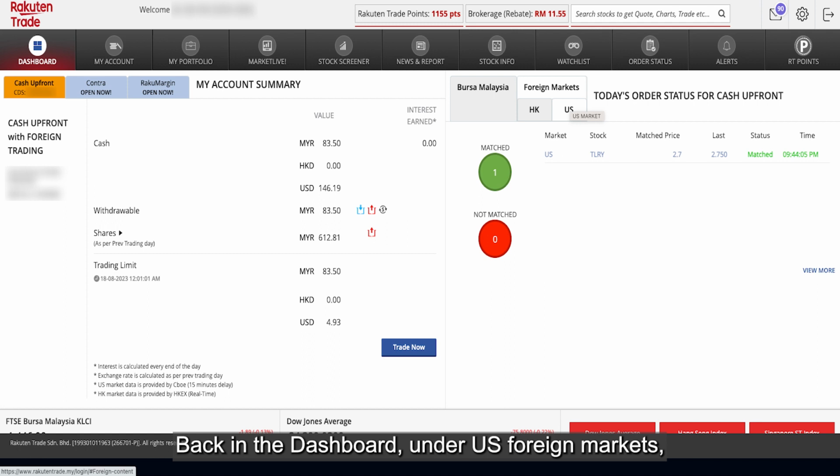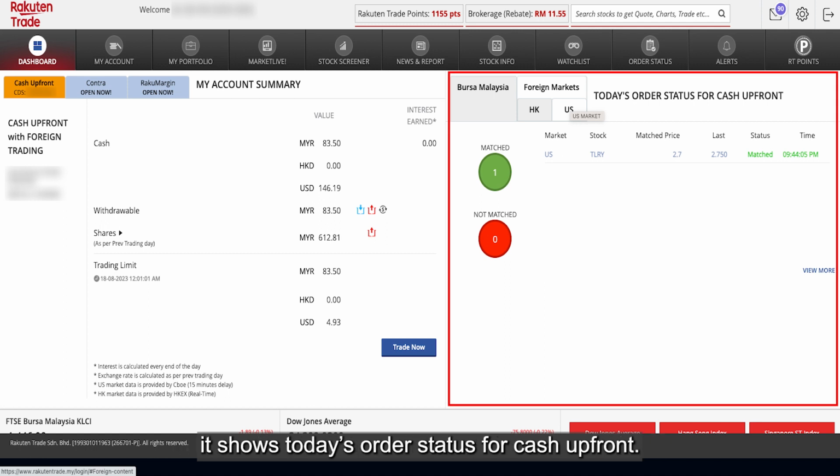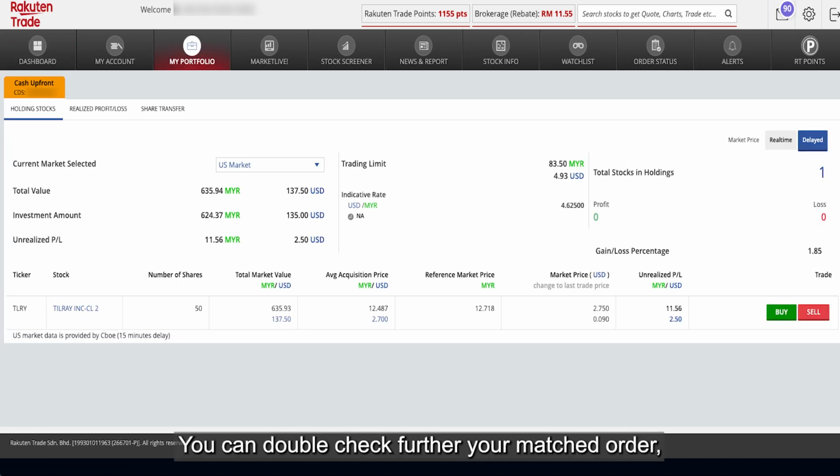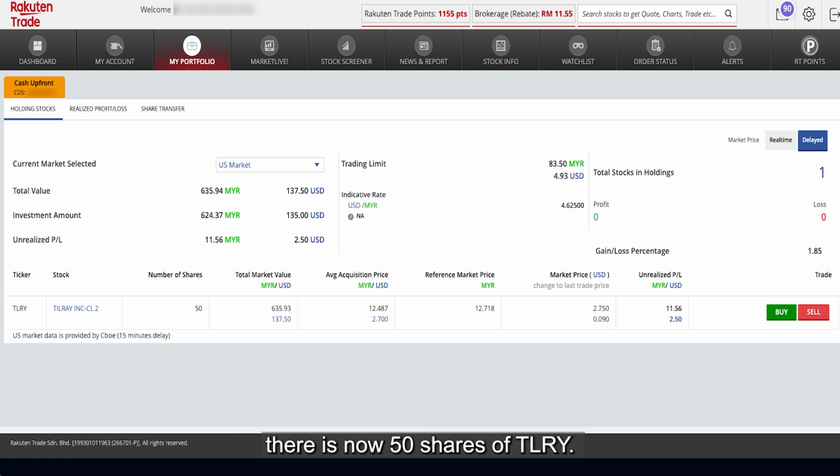So back in the dashboard under US foreign markets, it shows today's order status for cash upfront. All orders have been matched. Then you can double check further your match order by going to the My Portfolio tab. In My Portfolio in Rakuten Trade, there is now 50 shares of TLRY.